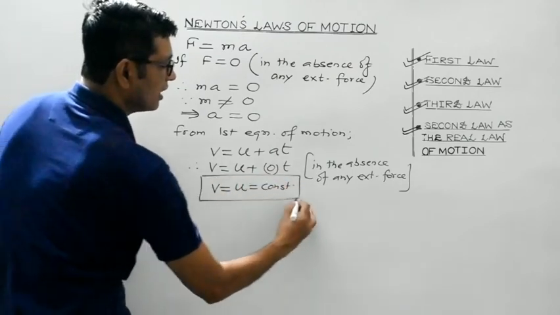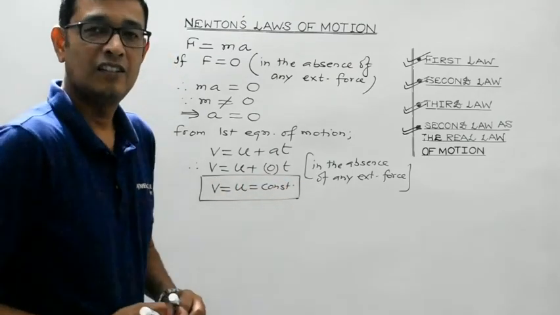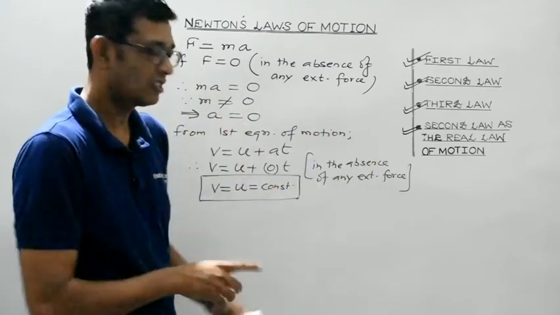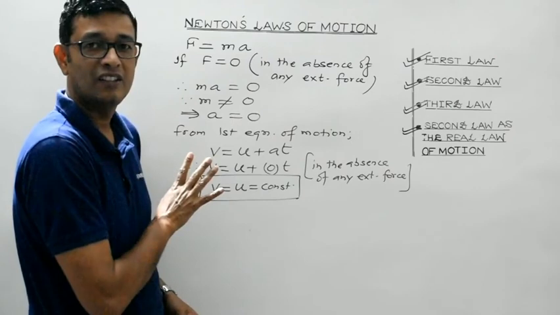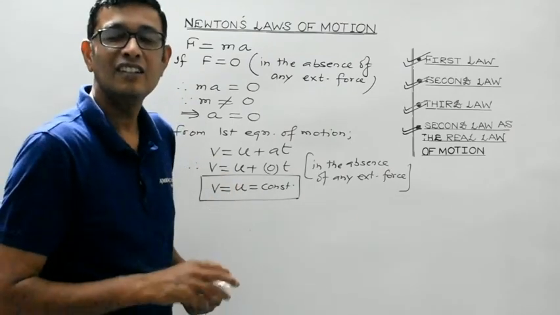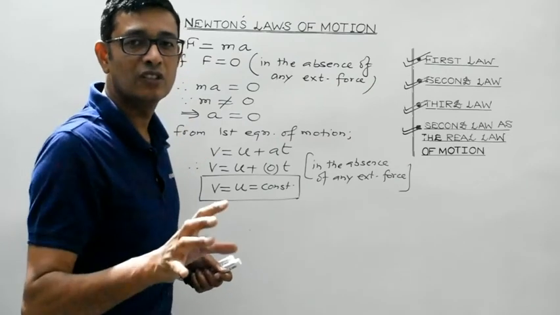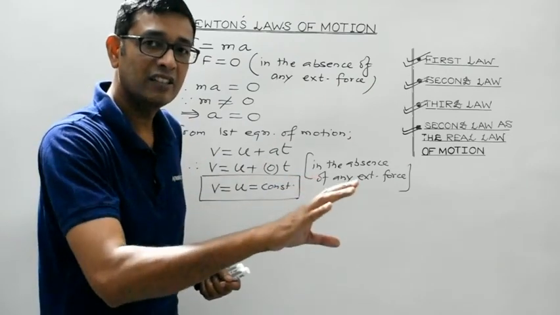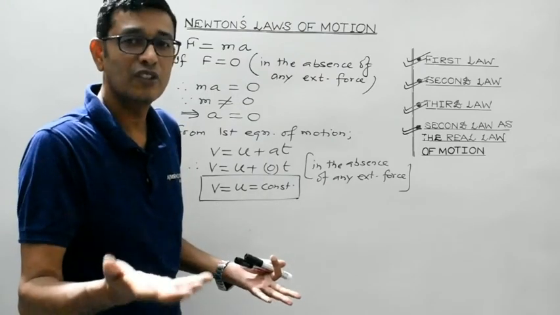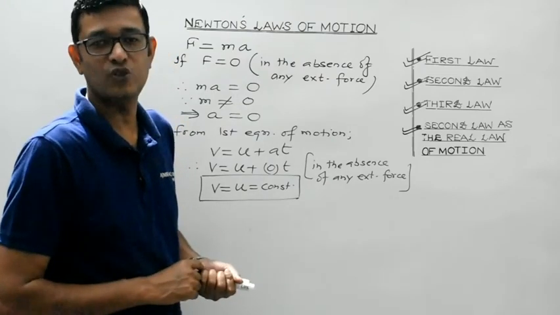What it means is that if no force is acting on a body and the body is lying at rest, that is, its initial velocity is 0, then its final velocity will also be 0. That is, in the absence of any external force, the body, if it is lying at rest, will keep lying at rest only. That is what Newton's first law is all about, isn't it, students?